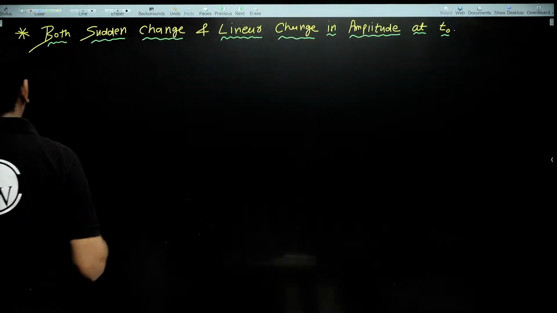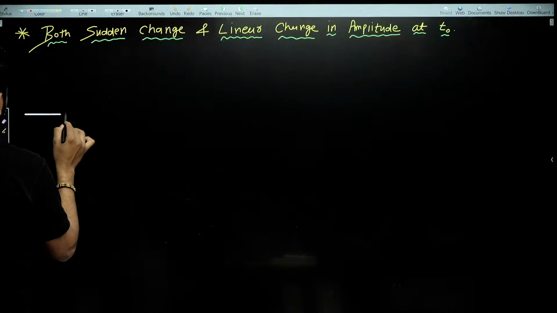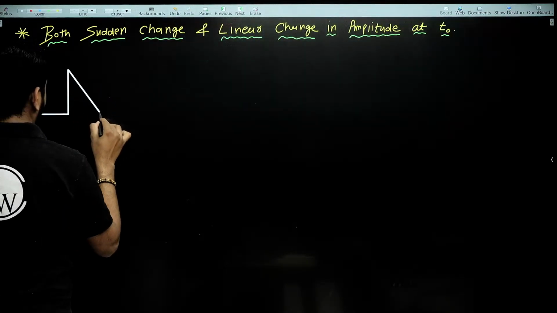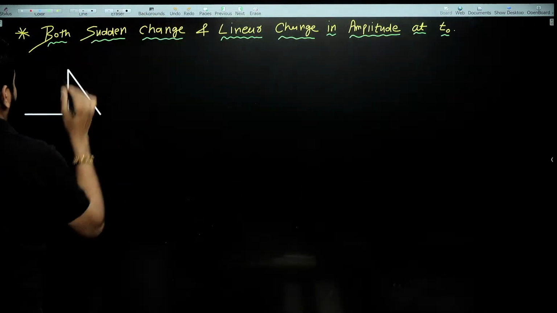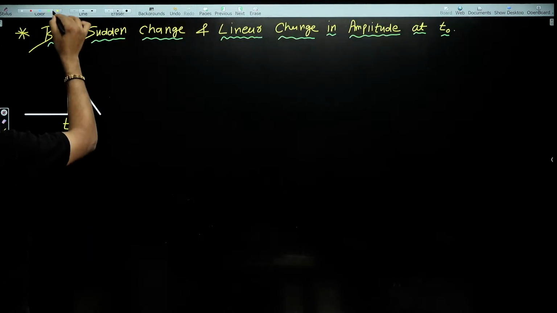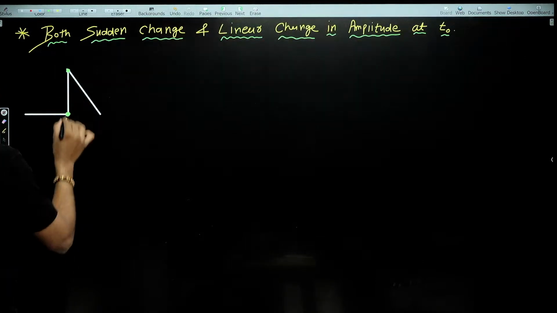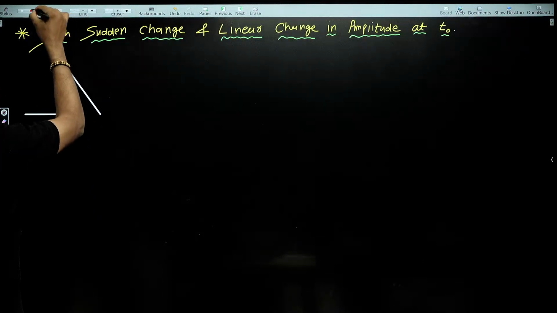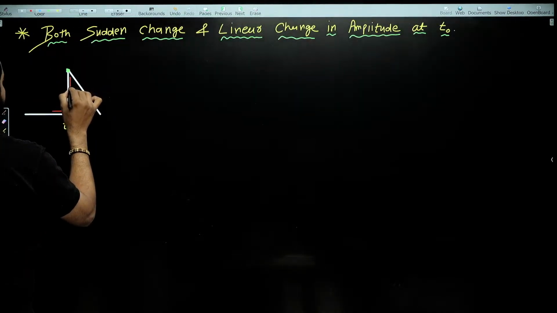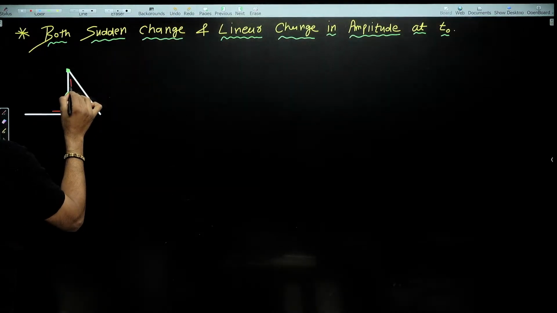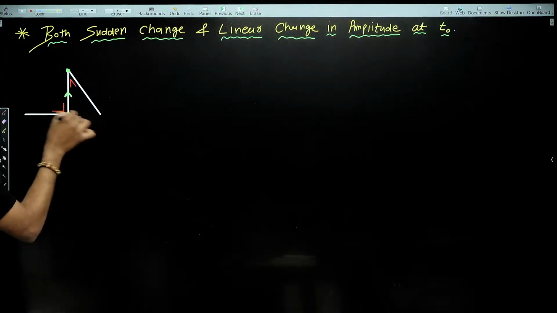Like this, say for example. See, at t naught, guys, this is t equal to t naught. There is a linear change in amplitude as well as a sudden change in amplitude. You can see there is a linear change in amplitude as well as a sudden change in amplitude, both, guys, at t naught.